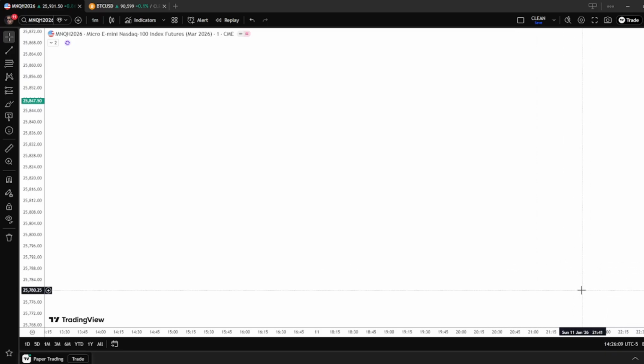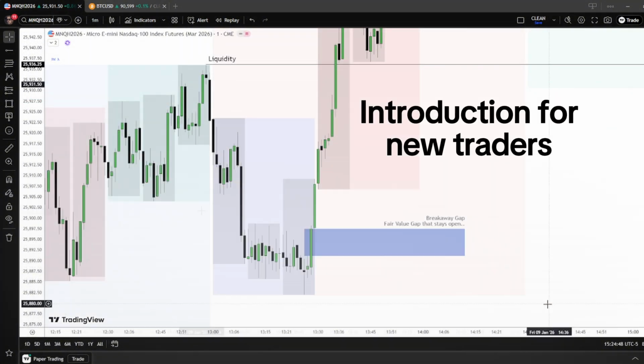That's how I'm using breakaway gaps to achieve high risk reward trades. So welcome, my name is Corlon, and today I will introduce you to the breakaway gaps. Breakaway gap, so a fair value gap that stays open until we take out liquidity.